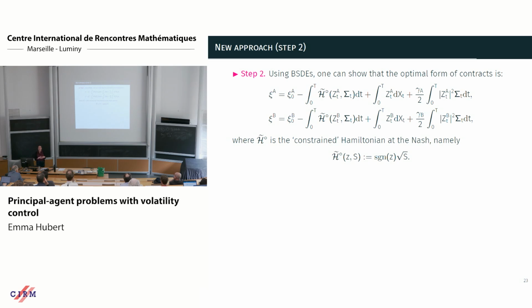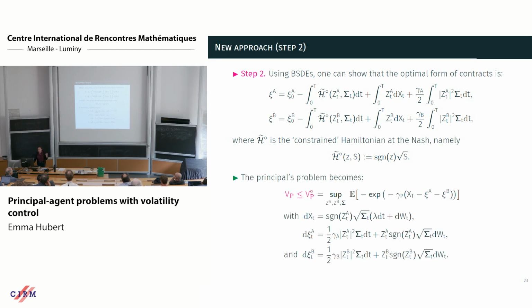Okay, and step 2, same. You have your reformulation of the problem. Then you can use BSDE, or multidimensional BSDE, to characterize the optimal contract in that case. And you will find a similar form to what we've seen before, where now the Hamiltonian you want to put is the constrained one, because of the constraint on the quadratic variation, and also at the Nash.